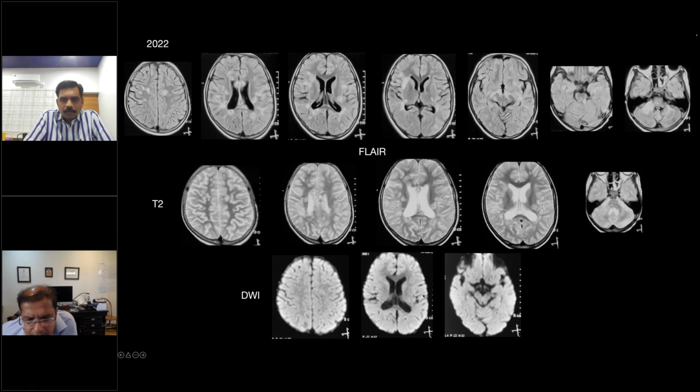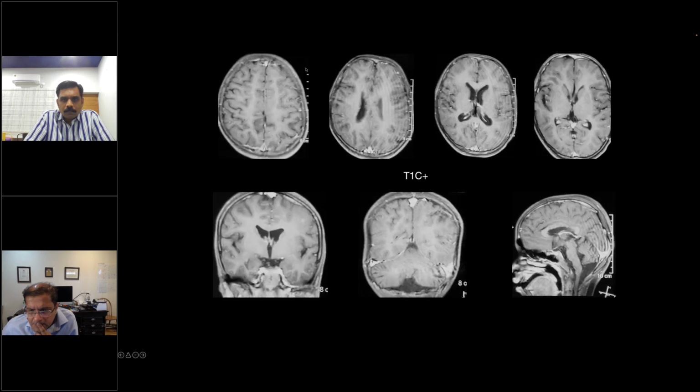No abnormalities on the diffusion, though the film quality is not ideal, but again, I cannot appreciate any standout bright lesions on the DWI sequences. Contrast, again, there is no contrast enhancement. Possibly there's a small nodule over here in the left frontal region, but other than that, I could not appreciate any abnormal foci of enhancement.